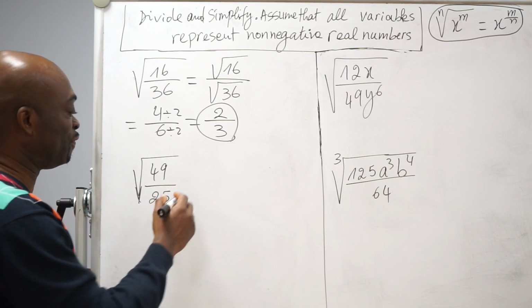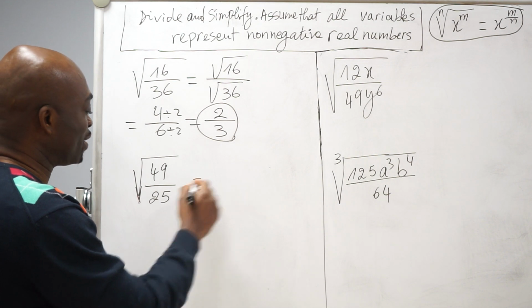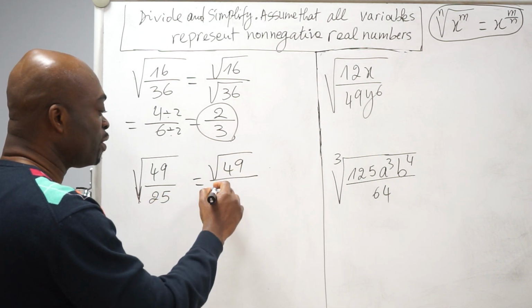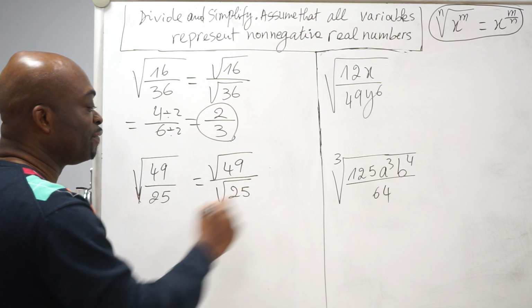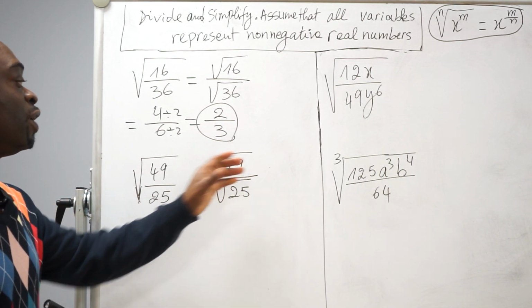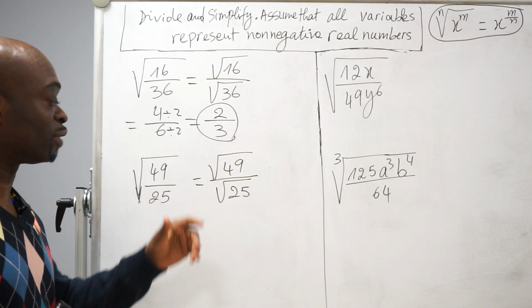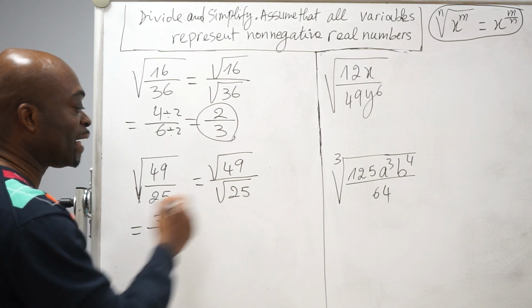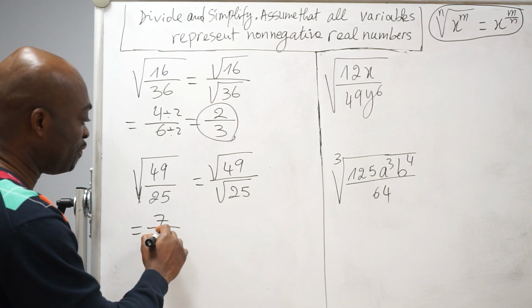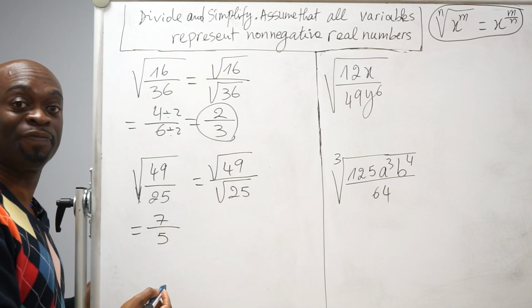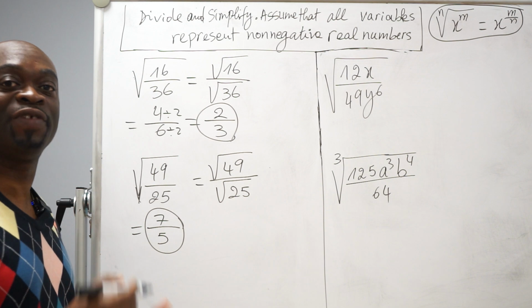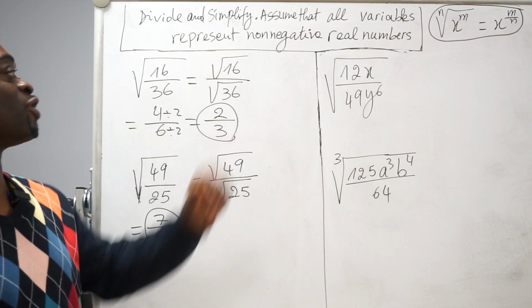All right, so let's go with this one now. So this one, same thing, okay? We go square root of 49 over square root of 25, okay? So also, we can take the radical, the square root of 49, which is what, 7? And then the square root of 25, which is 5. And then can we simplify anything here? No. This one stays just the same, and you are finished.